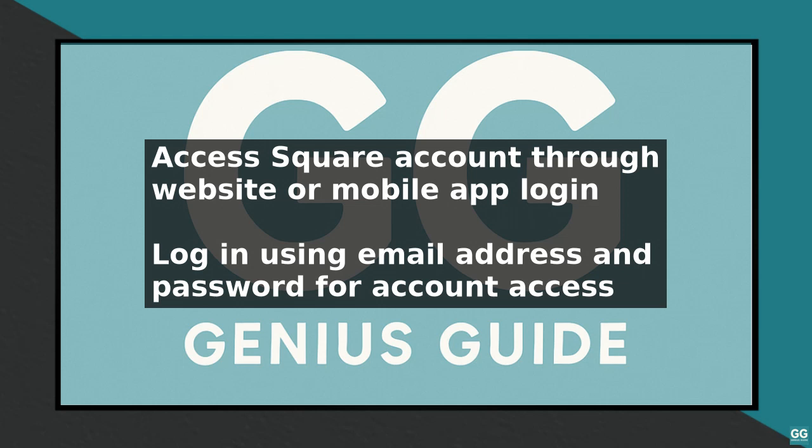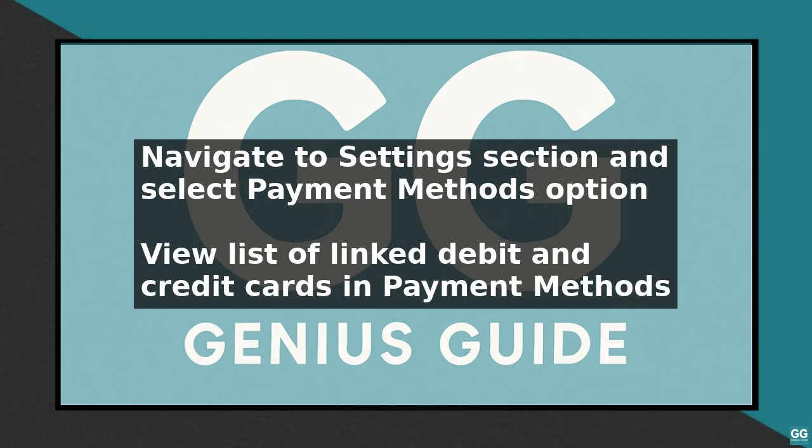Once you are logged in, navigate to the Settings section, which is typically represented by a gear icon. In the Settings section, select the Payment Methods option. Under Payment Methods, you will see a list of all the debit and credit cards currently linked to your Square account. To change your debit card, click on the Add or Edit Card option.